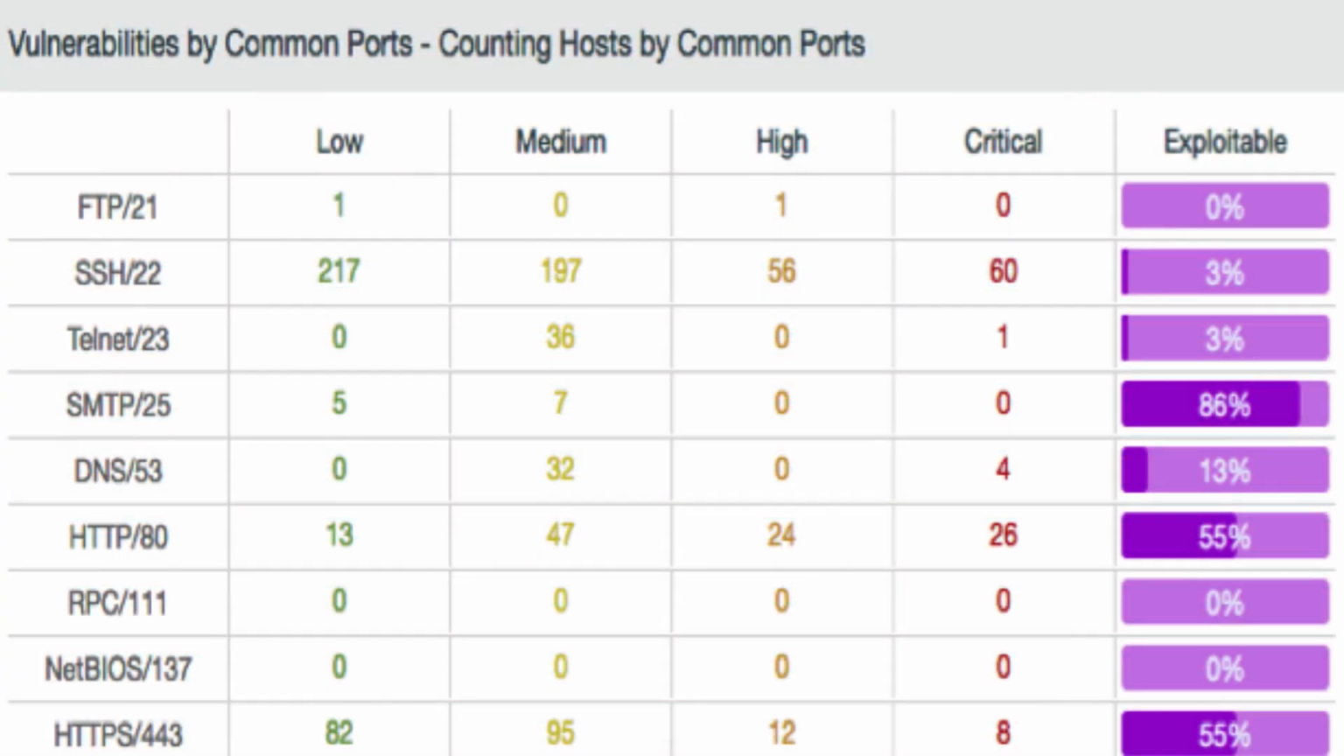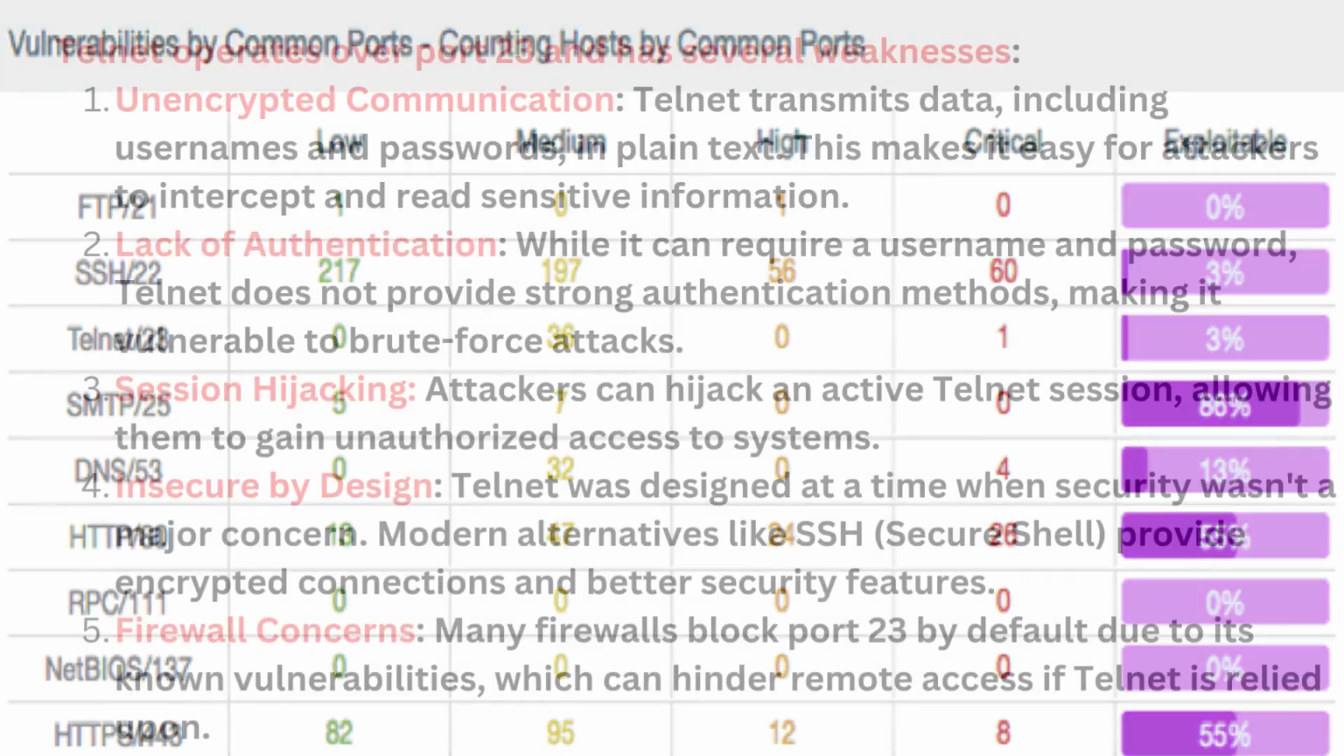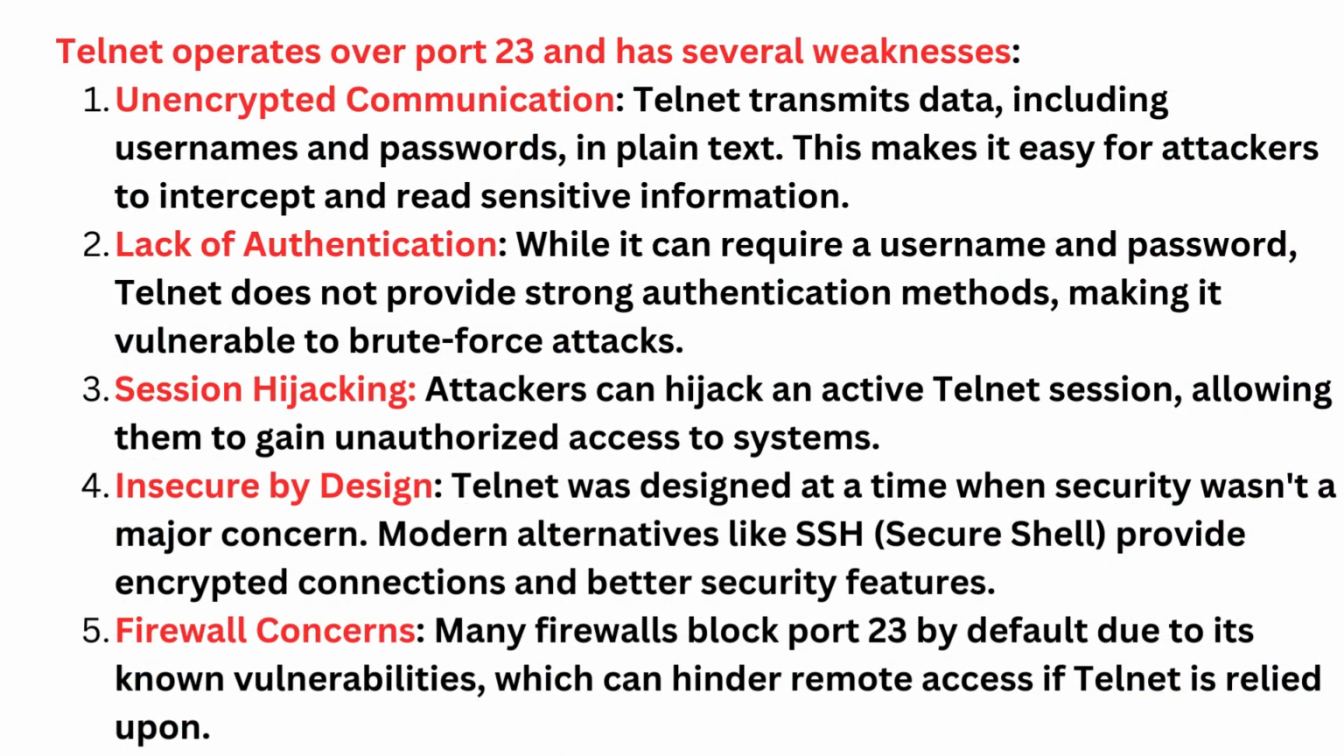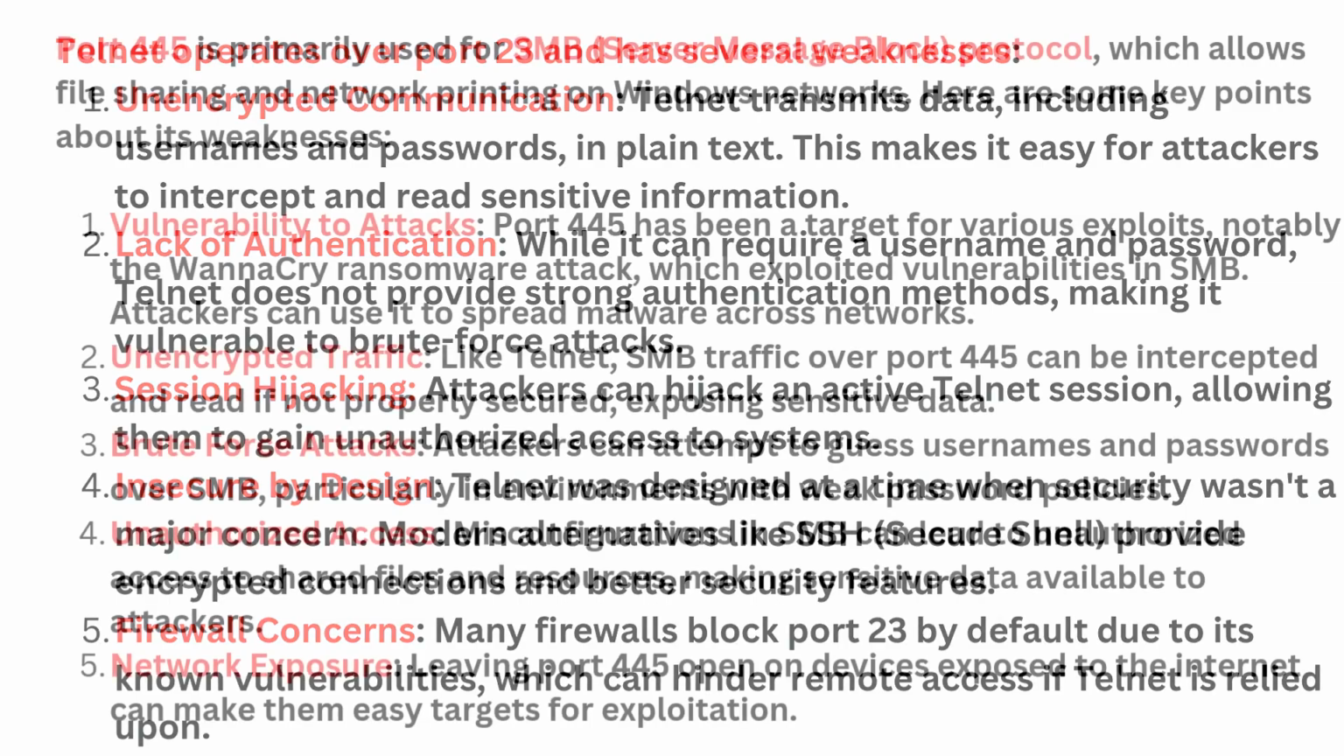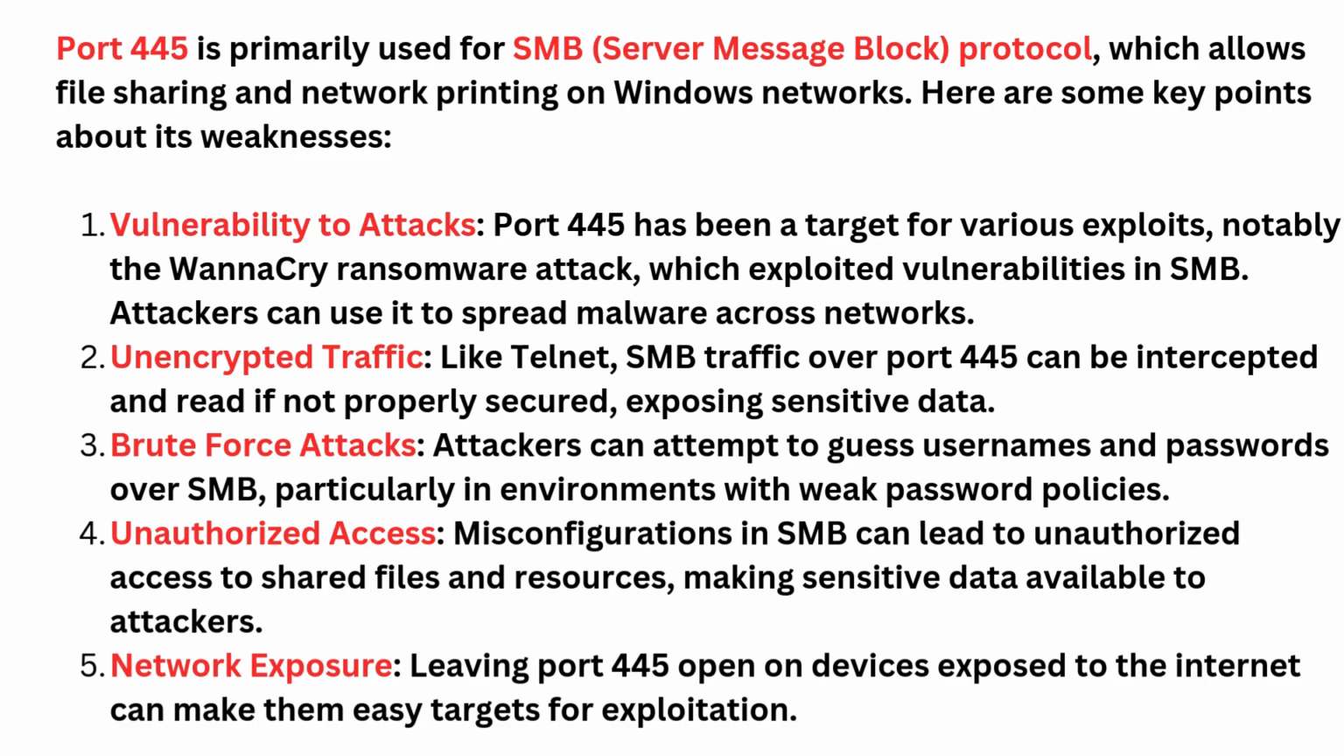Next up, having an idea of common vulnerabilities and how to stop them is very important. Every service listening on a port has its own weaknesses. Take Telnet on port 23 for example. It's notoriously insecure and should be avoided at all costs. Then there's SMB on port 445, which has been tied to major attacks like WannaCry. By knowing which port carries what vulnerability, you can prioritize your security measures and focus on the most at-risk services.